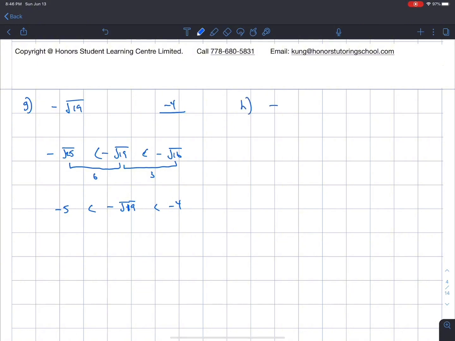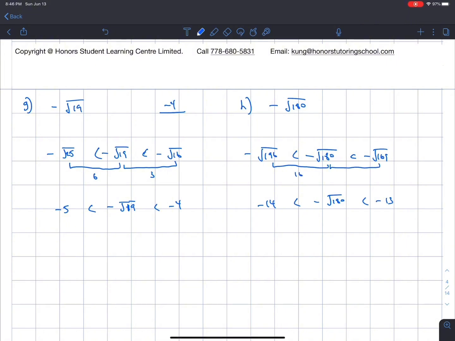h, negative square root of 180. We have 196 and 169. The square root of 196 is 14, and the square root of 169 is 13. From 196 to 180 is 16 units away. From 180 to 169, this is 11 units away. So we can say that this is closer to negative 13.